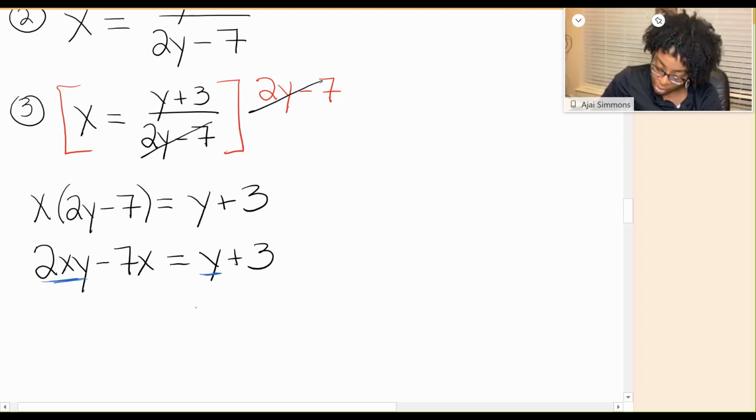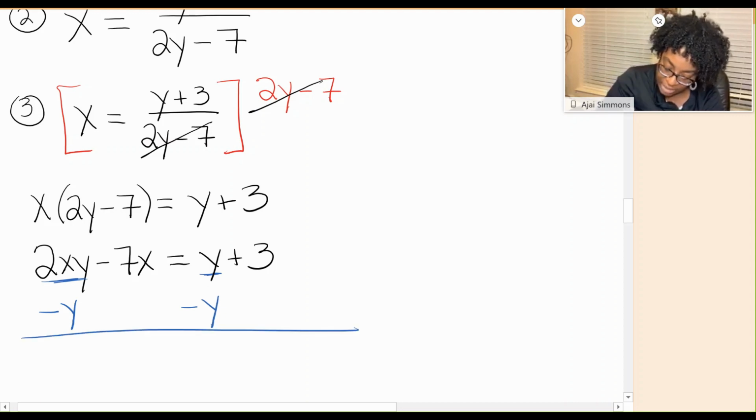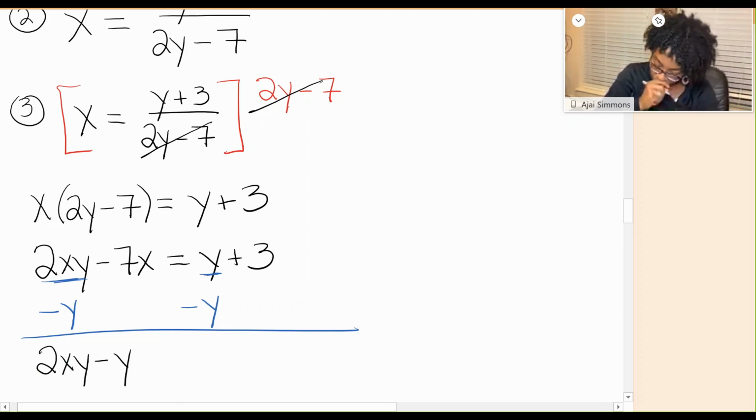If it has a y on it, I'm going to move them so they're both on the same side. So I'm going to move the y to the other side. I get 2xy minus y.